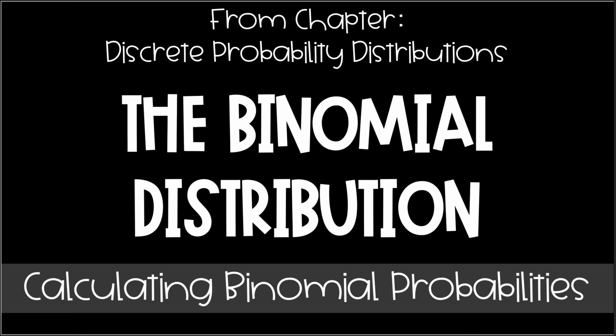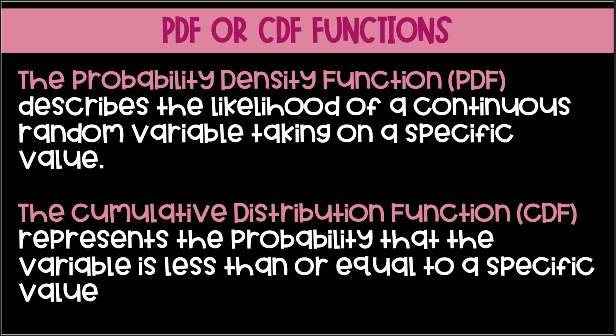I'm going to start by introducing the difference between PDF and CDF functions. The probability density function, or PDF, describes the likelihood of a continuous random variable taking on a specific value. The cumulative distribution function represents the probability that the variable is less than or equal to a specific value. I'm going to try to simplify it a little bit.